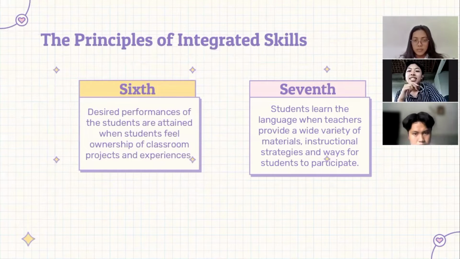Okay, the sixth principle states the desired performances of students are attained when students feel ownership of classroom, projects, and experiences. This principle means the integrated skills must be successful in enhancing the desire and performance of students in integrated skills studying English subject. They are required to work on projects which are compiled in integrated materials and discussions.